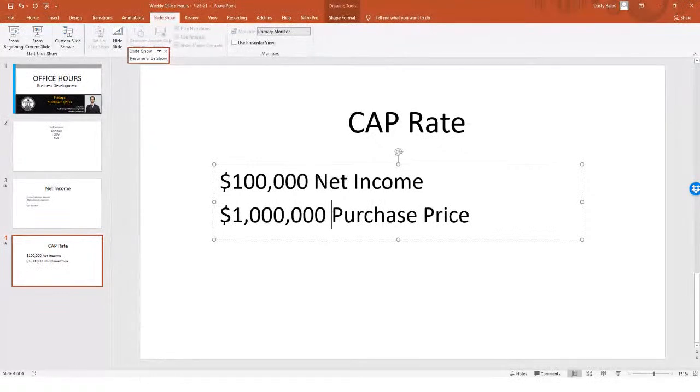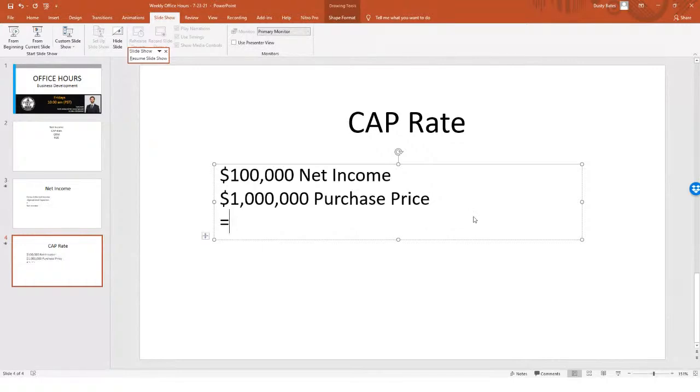In this market, it's a very good return here. My net income is 10% of my purchase price, right? So $100,000 is 10% of 1 million. My capitalization rate, or my cap rate, is 10% because I'm making 10% of my purchase price, or the price of the property, every year. This doesn't take into account debt, right? That would be your cash on cash return, right?